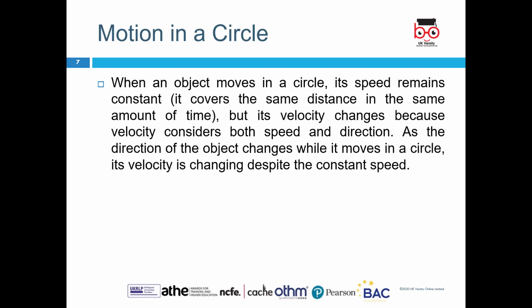For example, if a car is moving on a circular racetrack and you have to explain the speed of the car, you can say it is moving at, say, 60 kilometers per hour. But if you are asked about its velocity, you can say it is traveling at 60 kilometers per hour and it will be reaching, say, southwest in approximately so and so seconds. That is how you differentiate between speed and velocity. As the direction of the object changes while it moves in a circle, its velocity is changing despite the constant speed. Why is velocity changing? Because its direction is changing.